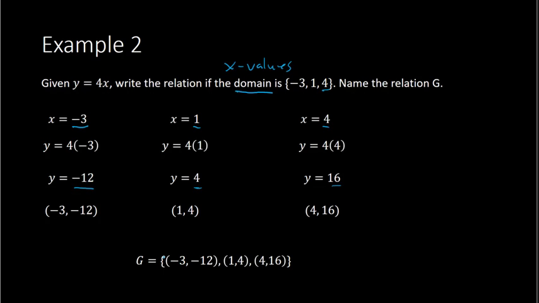And we can write the relation inside of the braces, like you see here, and it says name the relation G, so we have G equals this. Alright, so that would conclude example number 2.